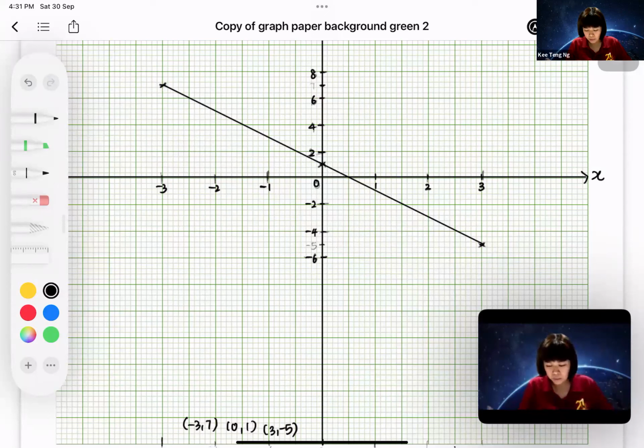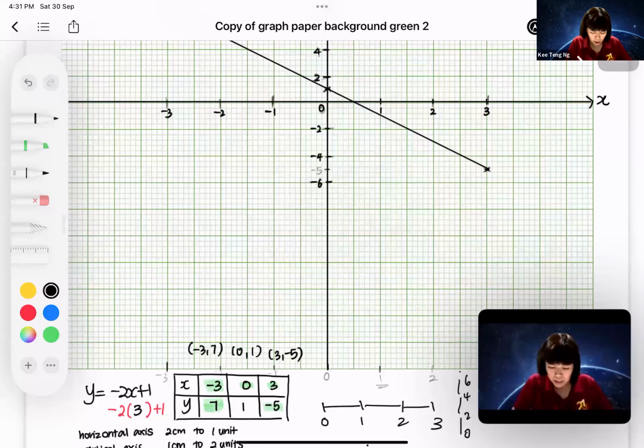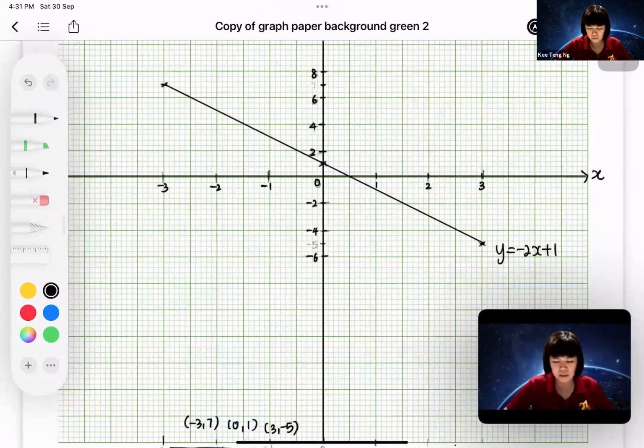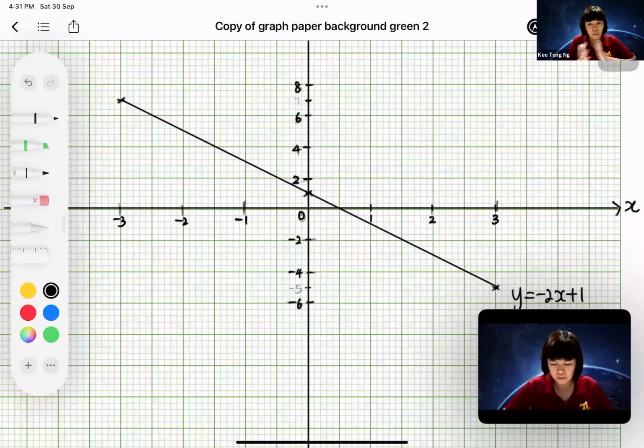Is this okay? Then label your equation y equals -2x plus 1. So this one will be y equals -2x plus 1. Okay, with that, we completed the first part.